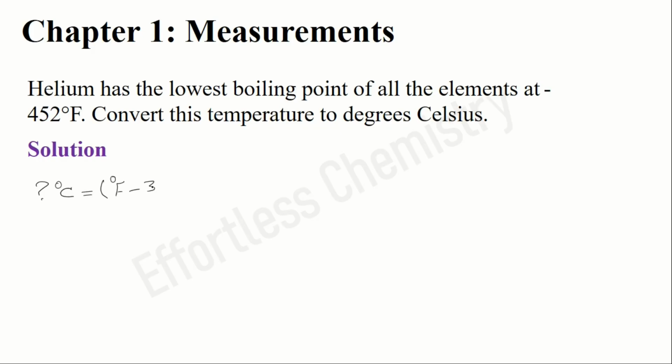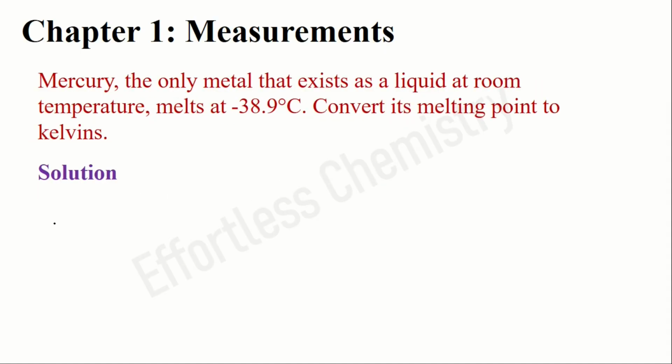Degrees Fahrenheit minus 32 degrees Fahrenheit, again multiply 5 degrees Celsius to 9 degrees Fahrenheit. By substitution of 452 degrees Fahrenheit, here we can get the answer, which is minus 269 degrees Celsius. Easily we converted the degrees Fahrenheit here to degrees Celsius. Let's go to the second problem.